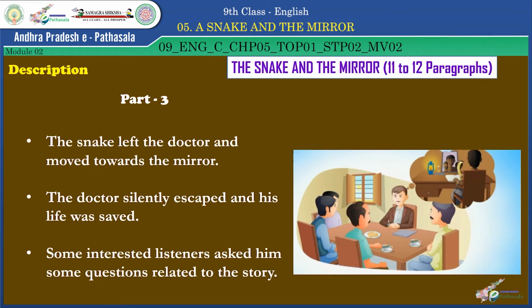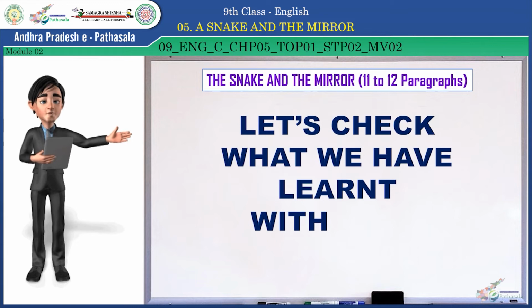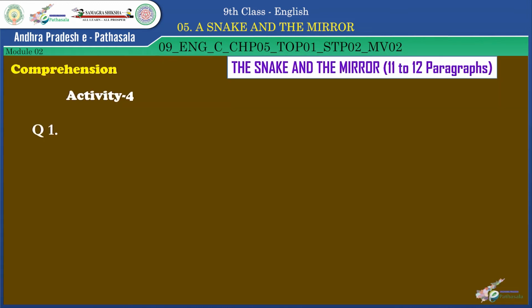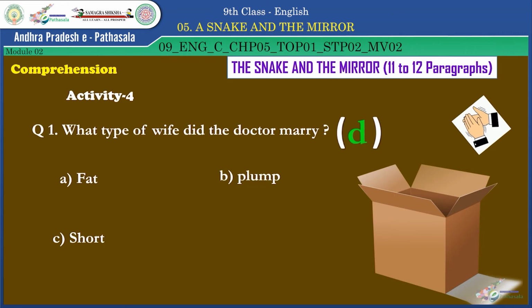Now, my dear students, let's check what we have learnt till now with some wonderful activities. Under activity 4, the first question is, what type of wife did the doctor marry? A. Fat. B. Plump. C. Short. D. Thin. My dear children, you are right. D. Thin is the right answer. The doctor married a thin wife at last.